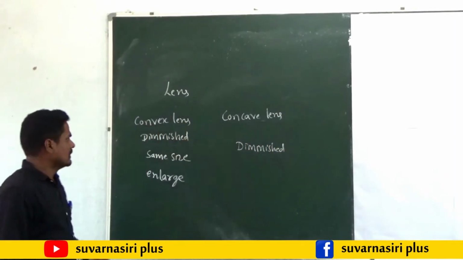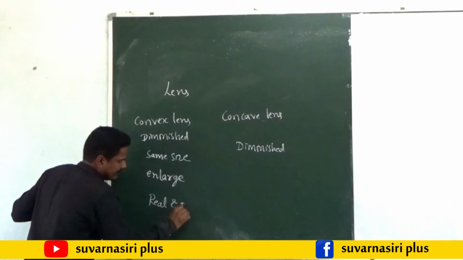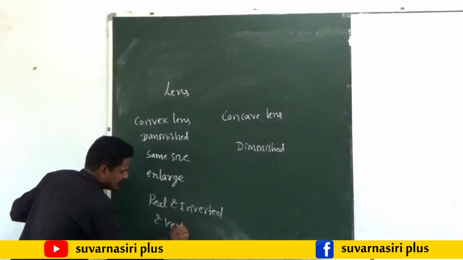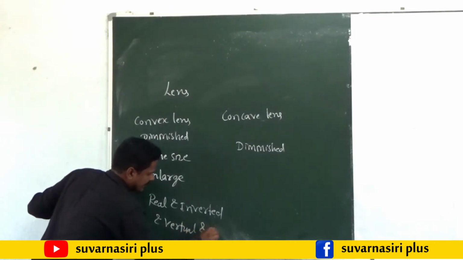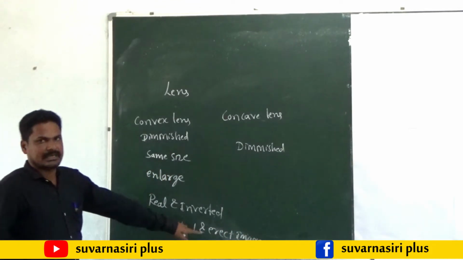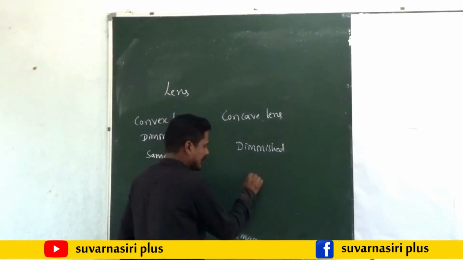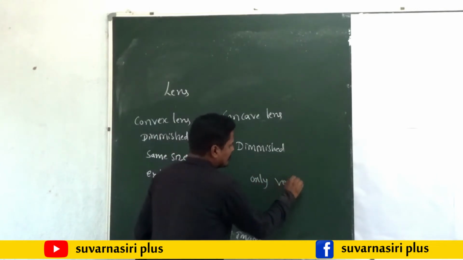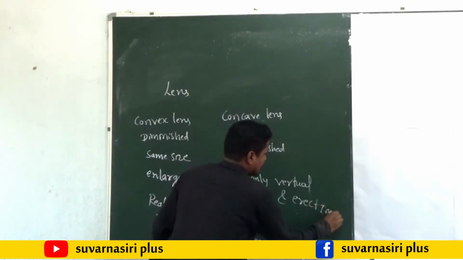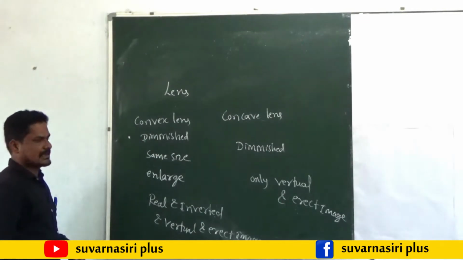image. So this convex lens can produce real and inverted, and virtual and erect image. So it can produce both real and inverted, and virtual and erect image. But this concave lens can produce only virtual and erect image.